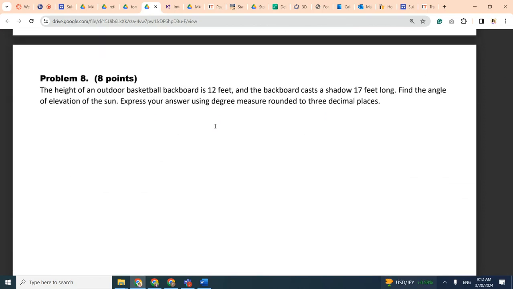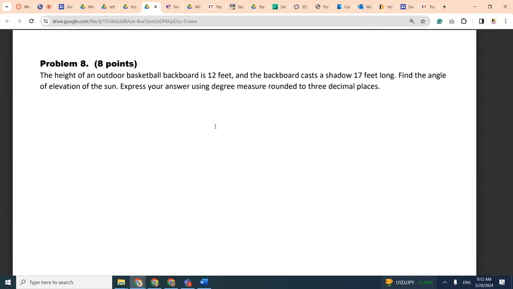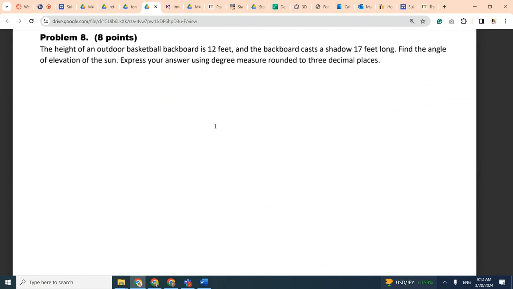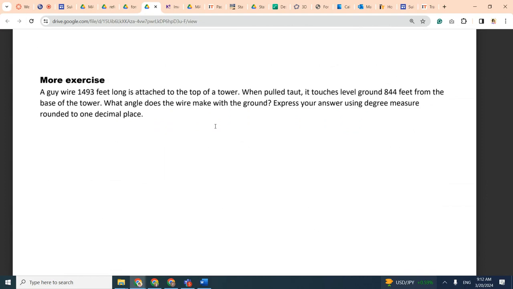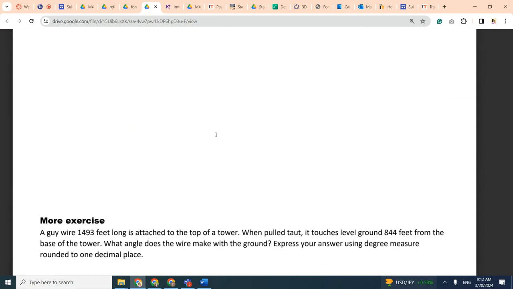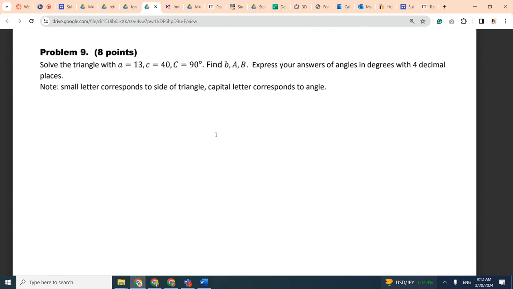And this is a story problem. Like the class we did last time, you draw the picture and then you find the corresponding side and the angle, then you do the inverse trig function, you can find it. And this is more exercise. Any questions about problem 9? Oh yeah, thank you.